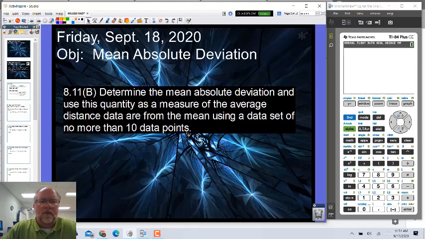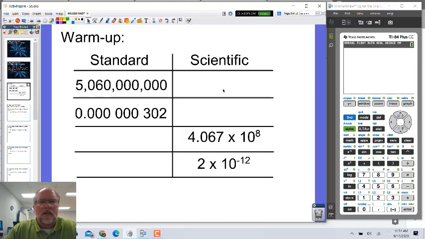Before we do that though, let's do a warm-up reviewing scientific notation. What I'd like for you to do is write this chart down, pause the video, and then answer each of the questions. If it's given to you in standard form, write it in scientific. If it's given to you in scientific, write it in standard form. So pause the video and answer those 4 questions. Okay, so let's see how you did.